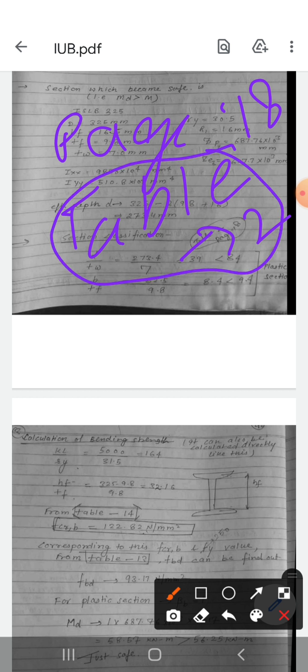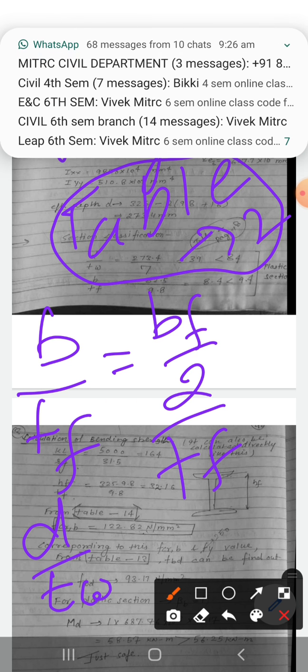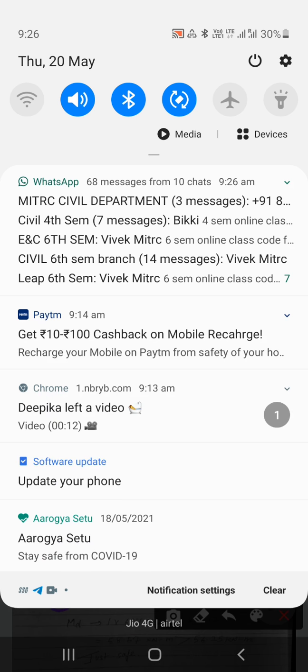So first of all, we need to calculate two values. First, b upon tf, where b is the outstand width of flange, written as bf by 2, divided by thickness of flange. Next, we have to calculate d upon tw, where d is the effective depth of the beam and tw is the thickness of the web.